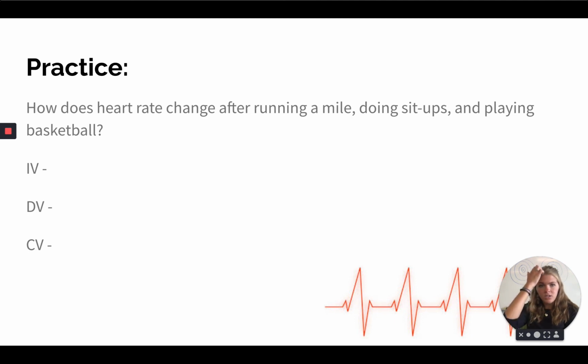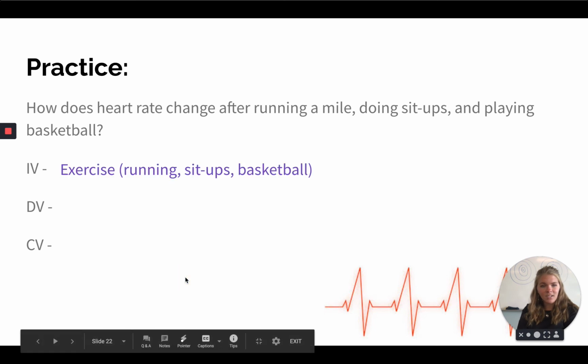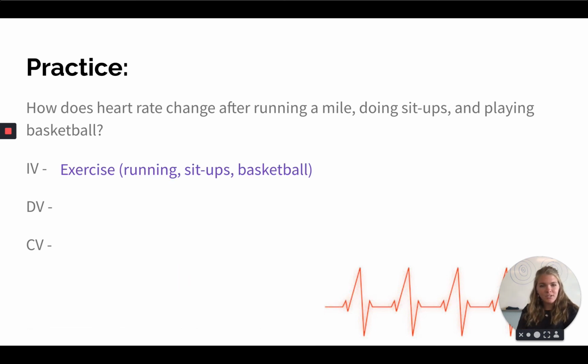Okay, so what are we measuring? We're changing the type of exercise. We're changing the sit-ups, the running, and the basketball. We're measuring our heart rate. And our constants are going to be the person who's doing the exercise, how old they are, how long they're doing each exercise, and also what their heart rate was before they started.